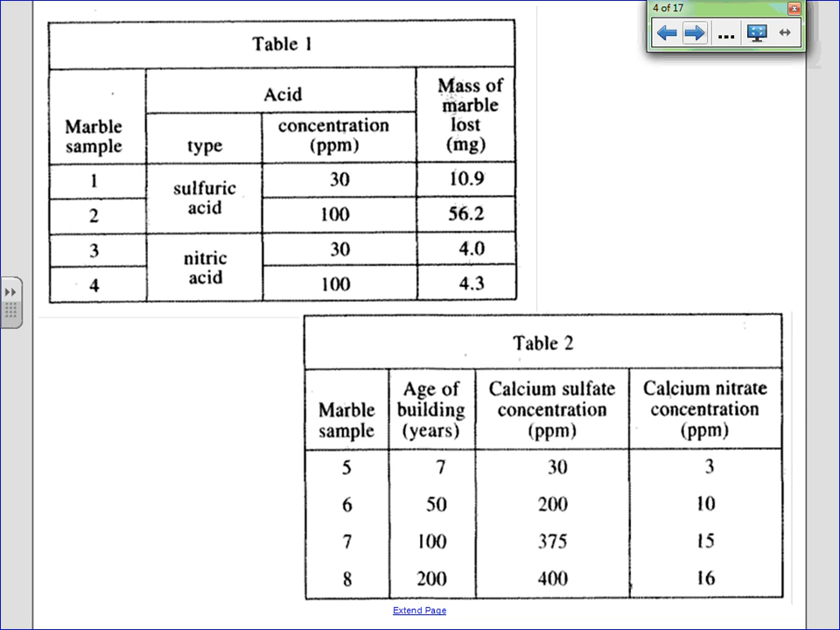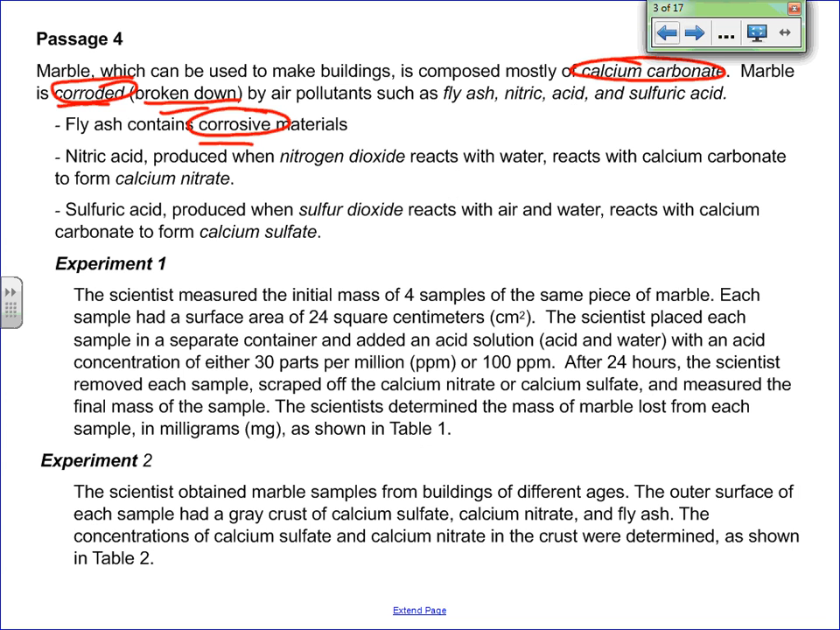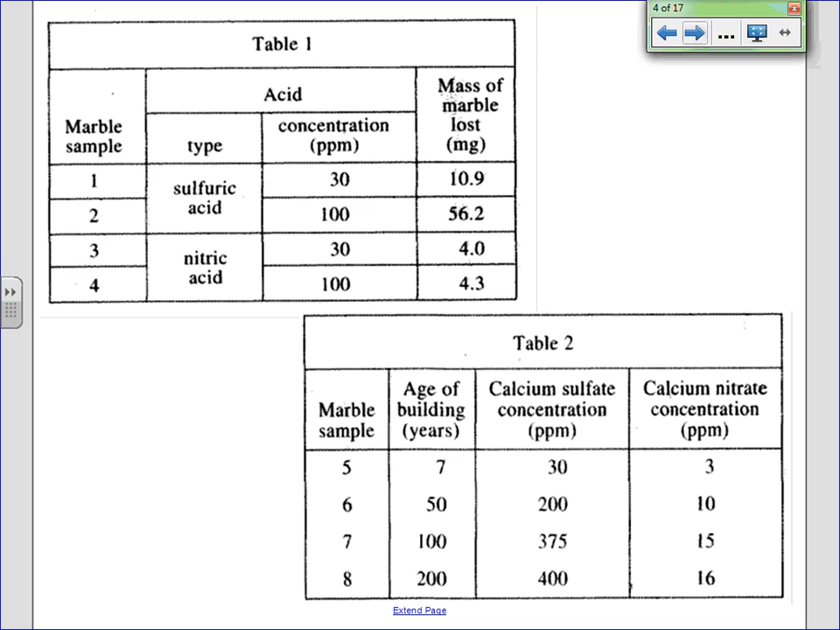When you expose acid to marble, one of the things it does is wear it down, especially since it's made mostly of calcium carbonate. This is a substance that's very easily affected by strong acids. You see here that sulfuric acid and nitric acid were added to each marble sample. There were 4 samples, 1, 2, 3, 4, and each one was exposed to a different amount of each acid. Essentially, you put rocks in acid and see how much marble is lost.